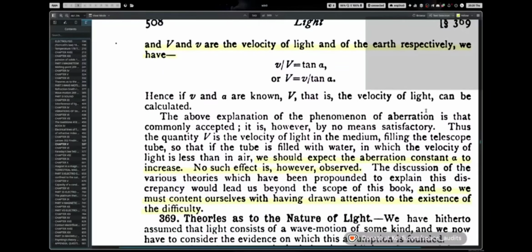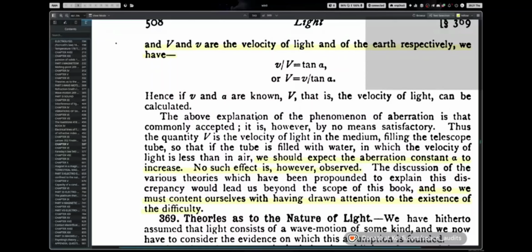Now, did we catch that? That we're figuring out from the, quote, velocity of Earth what the velocity of light is. See how they slip that right in there. Hence, okay, the above explanation of the phenomenon as an aberration is commonly accepted. Yes, as we can see, because it's in this textbook in 1911. It is, however, by no means satisfactory, and I would concur.